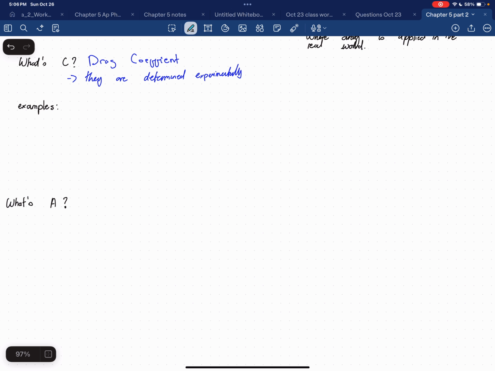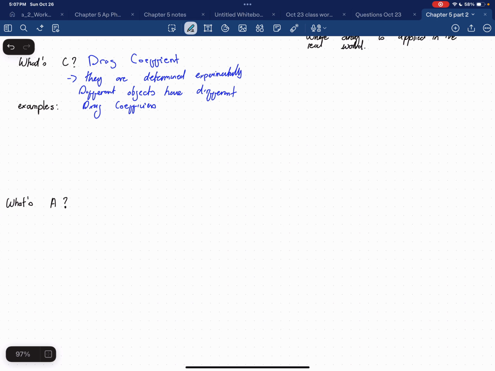All right, different objects have different drag coefficients.